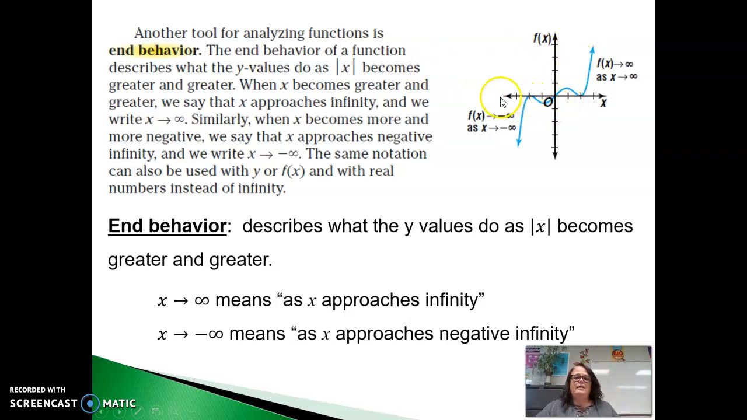And then on the left, as x is becoming more and more negative, meaning x is approaching negative infinity, the y values are going down, so this is saying f of x or y is approaching negative infinity. So down is going to be negative infinity.